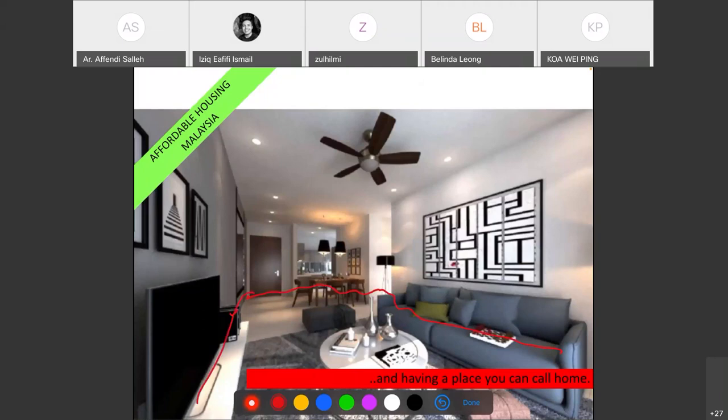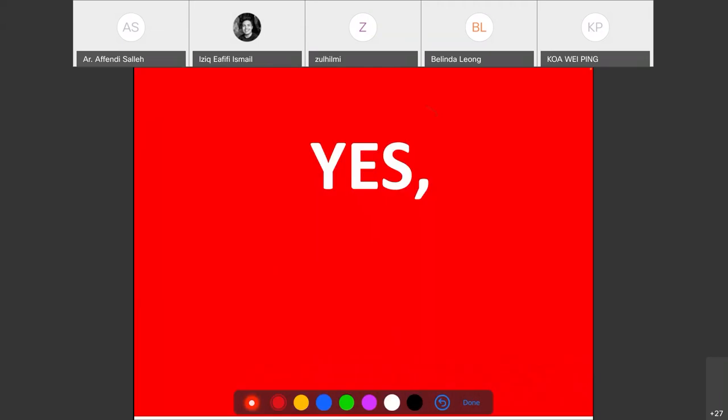Living, dining, kitchen, go to your bedroom, right? On the inside you can't tell whether this is a 500,000 ringgit property or a 200,000 ringgit property, whether this is an affordable home or a free market one. So yes, innovation can take place.